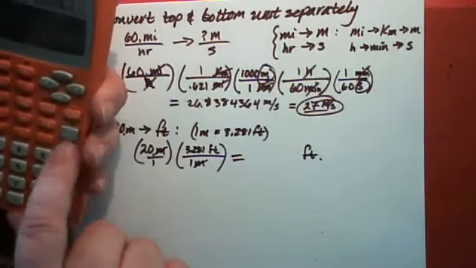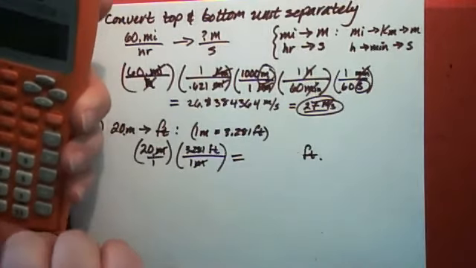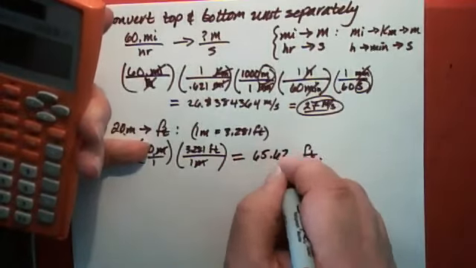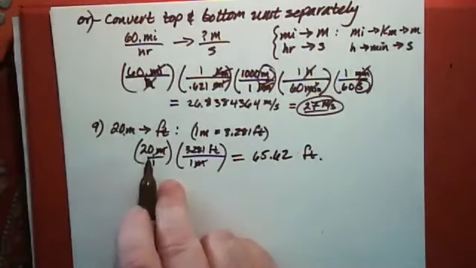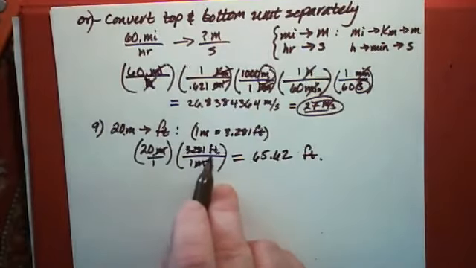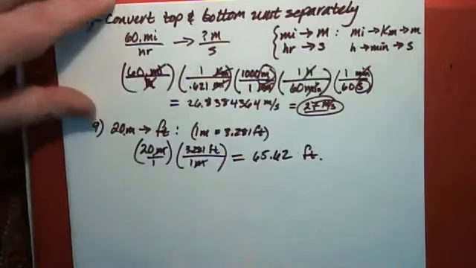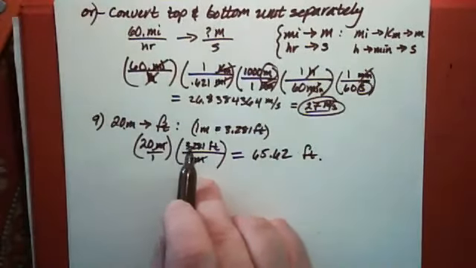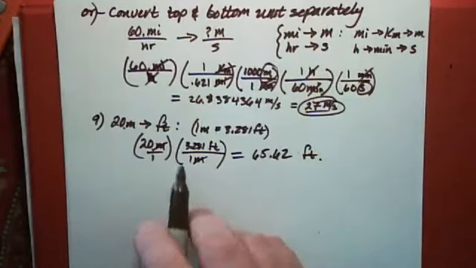Now, 20 times 3.281 would be 65.62. 3.281 feet per meter is a conversion factor between English and metric units. So that is not exact. It is for significant figures.